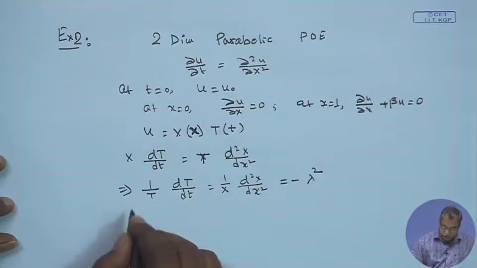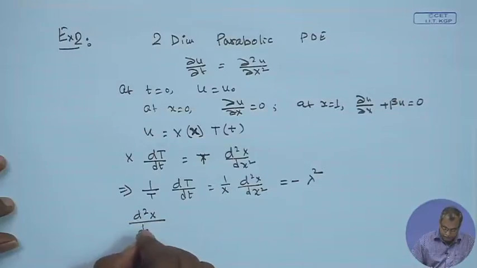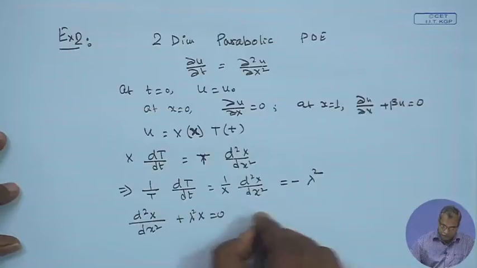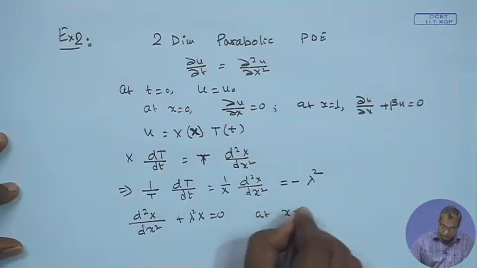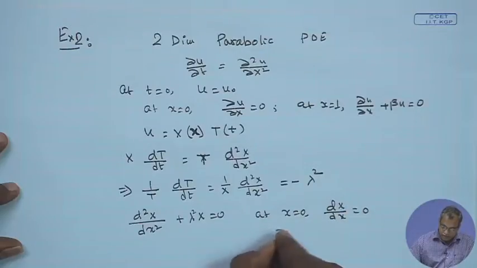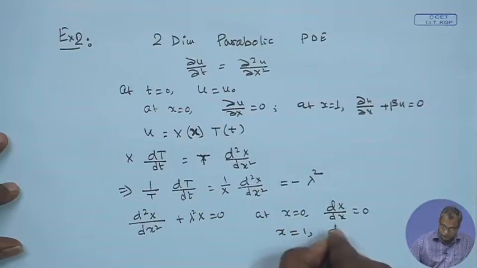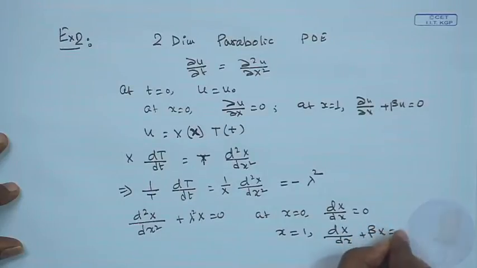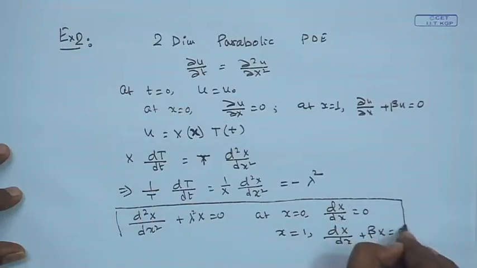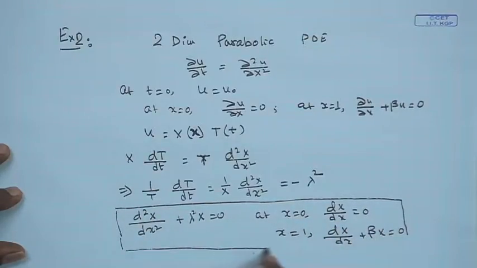Now let us constitute the eigenvalue problem in the x direction. The eigenvalue problem is d square X dx square plus lambda square X is equal to 0, and at x is equal to 0, dX dx is equal to 0, and at x is equal to 1 we have dX dx plus beta X is equal to 0. So this formulates the standard eigenvalue problem in the x direction, and let us look into the solution of this.